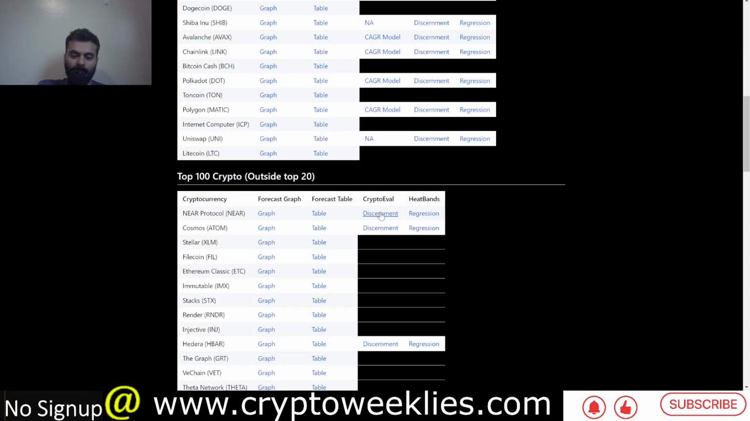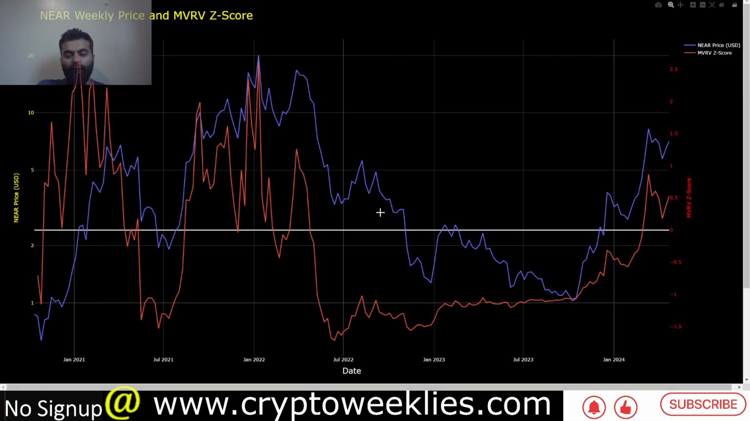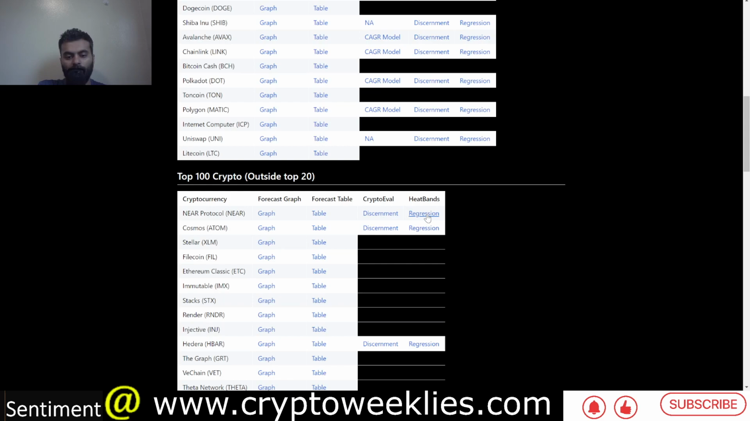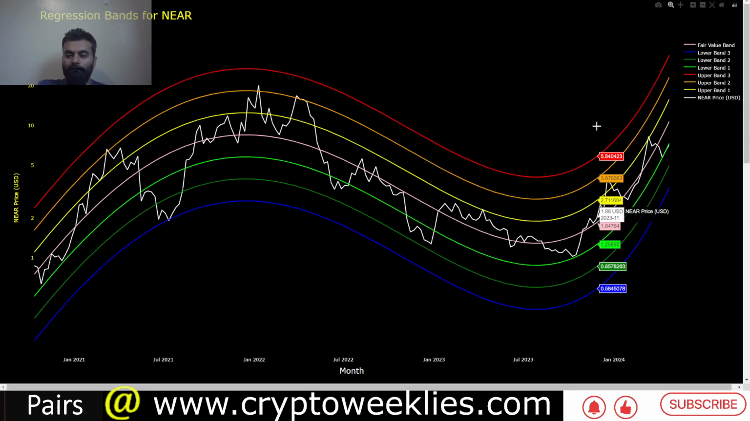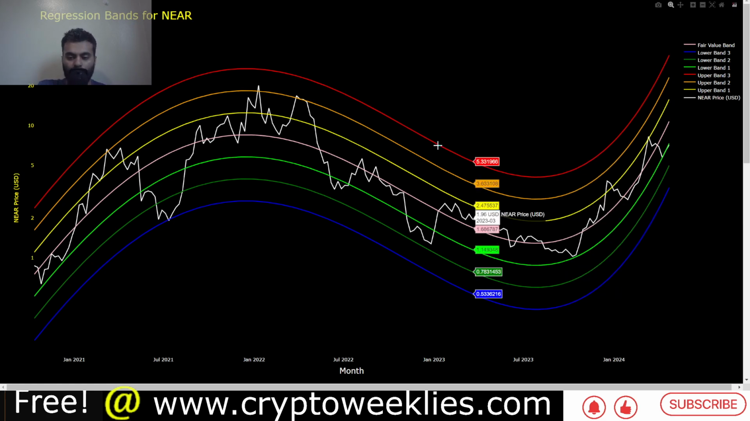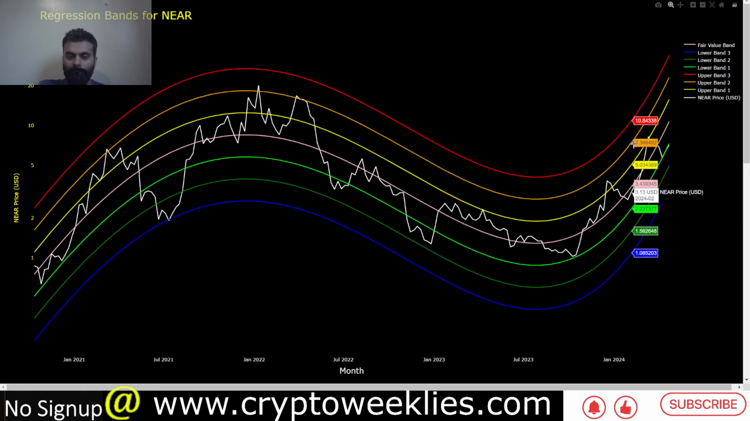We also have a heat band and evaluation. We'll briefly cover it. Per our MVRVZ model, Near is overvalued at this point in time. The Z score is at around 0.52. If it's above this zero line, that means based on its historical price performance, the crypto is overvalued. Based on our regression based heat band, you can see that although on our MVRVZ based approach Near was overvalued, per our regression, this is a polynomial regression based approach.